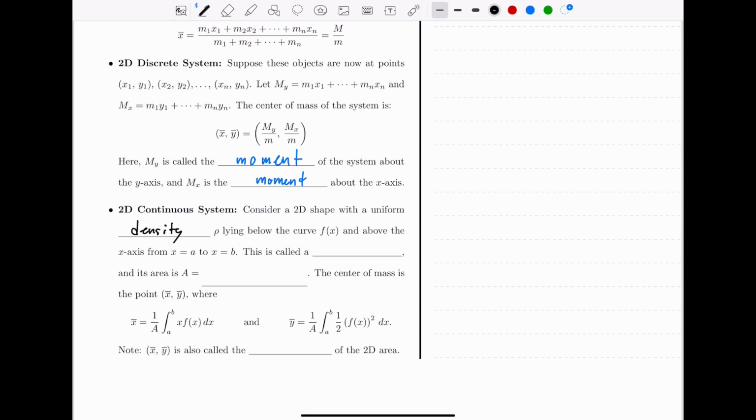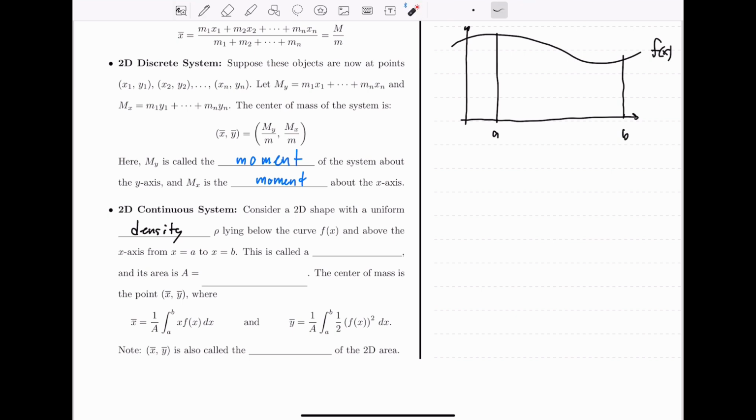And we want to imagine this shape lying below the curve f of x above the x-axis from x equals a to x equals b. So let's draw a picture of this. We have some function f of x. We go from x equals a to x equals b. And we're thinking of the area here below the function and above the x-axis. This shape is called a lamina.